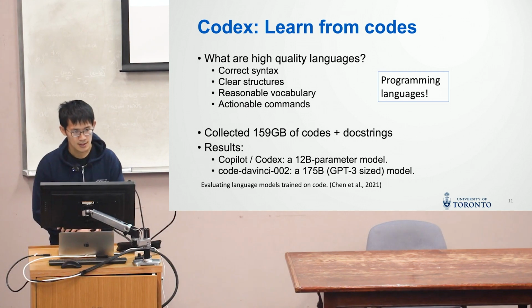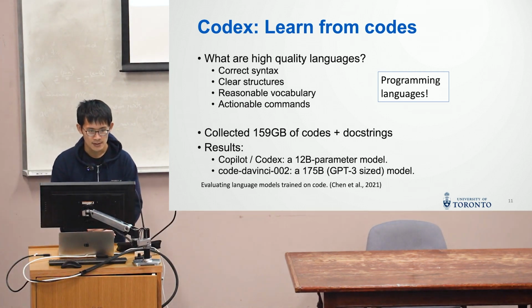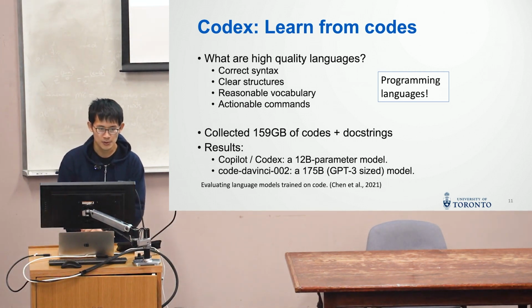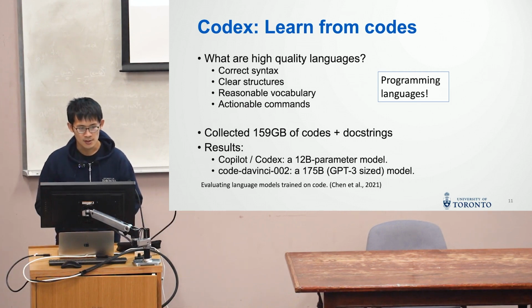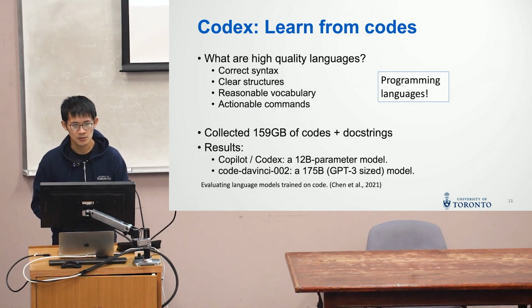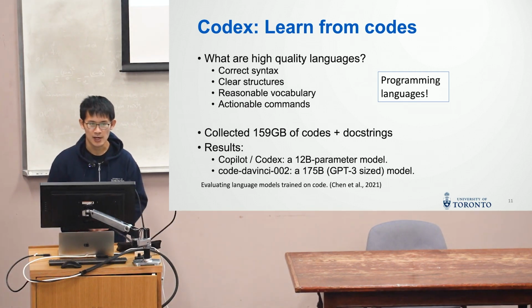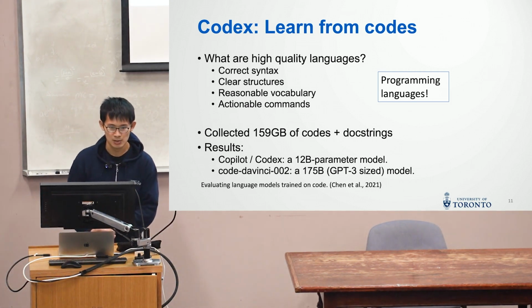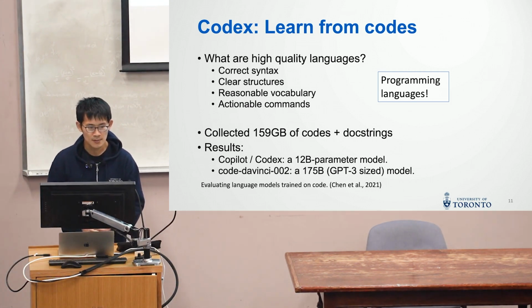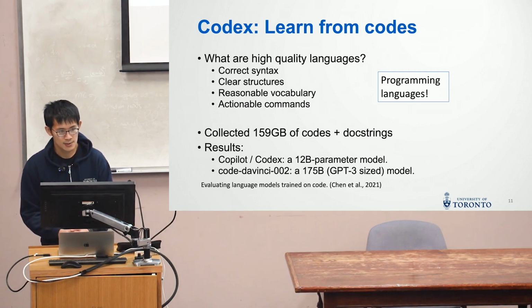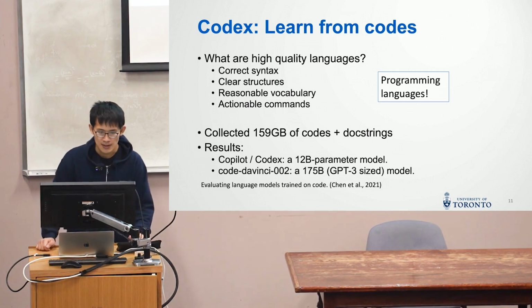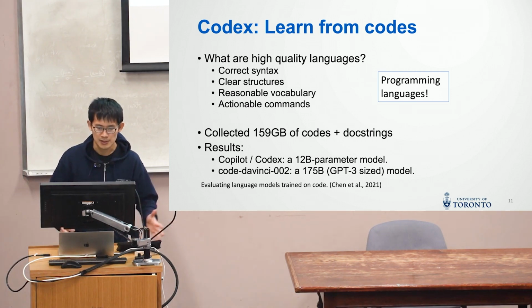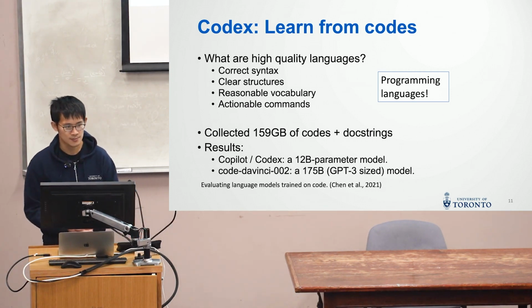So yeah, following the data quality filtering, actually programming languages are, ironically, those languages that are considered very high quality because they have correct syntax, very clear structures, reasonable vocabulary and actionable commands. Programs can't be run if they have errors, and they should also have clear structures. And usually there are some docstrings that annotate what these programs do.